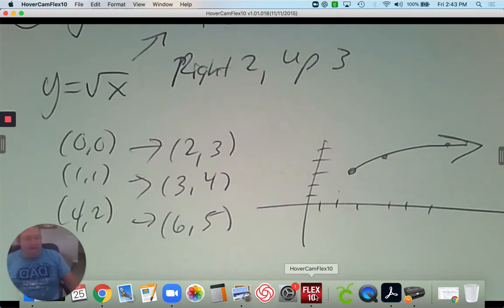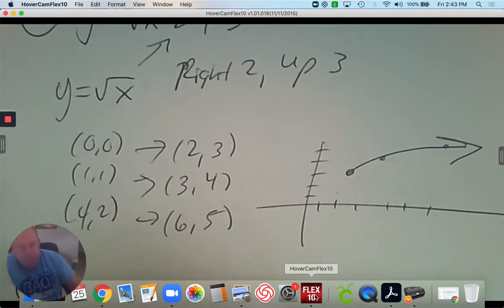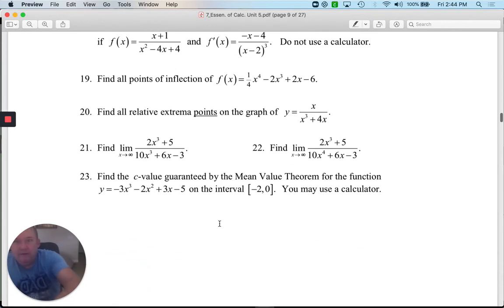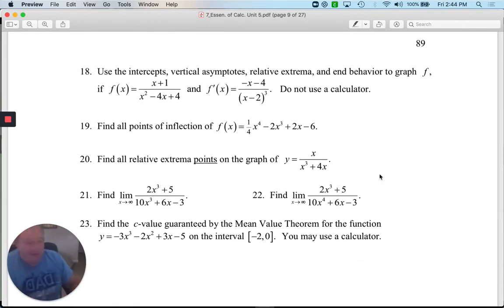Number 18. All right, we're almost there. 18. Use the intercepts, vertical asymptotes, relative extrema, and end behavior to graph. Don't use a calculator. Of course not.